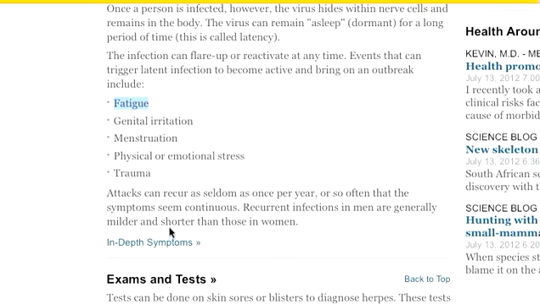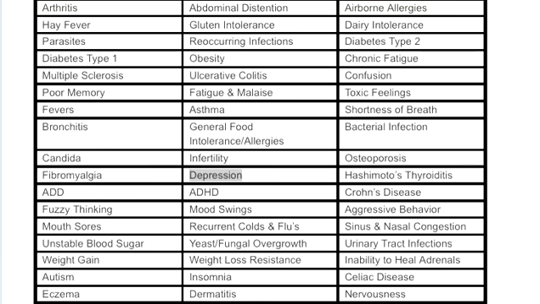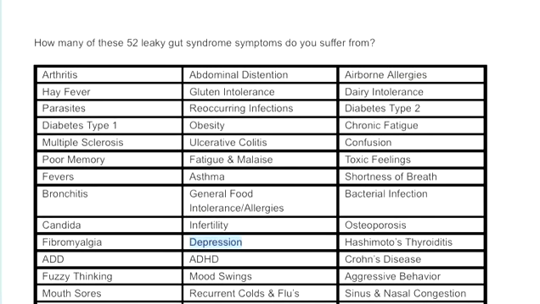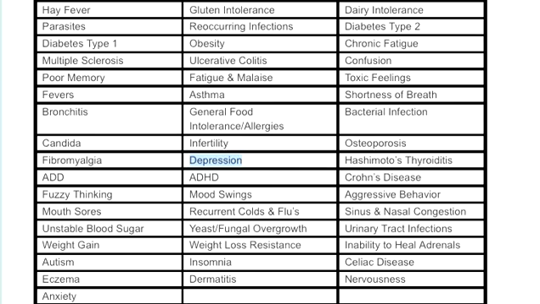Now it goes on to talk a little bit more about attacks and symptoms. But what I really wanted to point out to you is that I wanted you to get a clear understanding of leaky gut, and I also wanted you to get a clear understanding that there are a lot of overlapping symptoms.